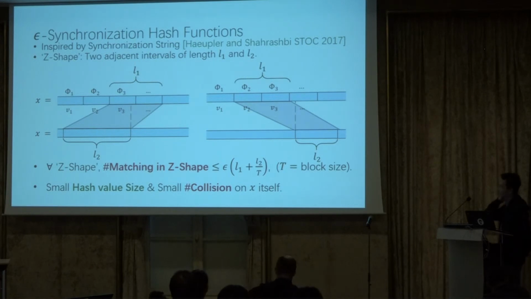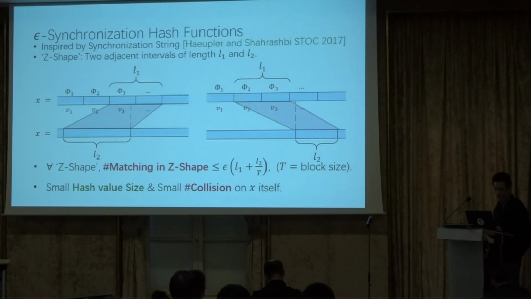And so we introduced the definition of the epsilon synchronization hash function. This is inspired by the recent work on synchronization strings by Haeupler and Shahrasbi. We first define the Z-shape. The Z-shape means two adjacent intervals of length L1 and L2. The interval L1 is defined on the partitioned version of x, and L2 is defined on the original string of x.